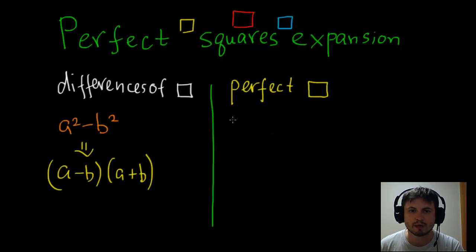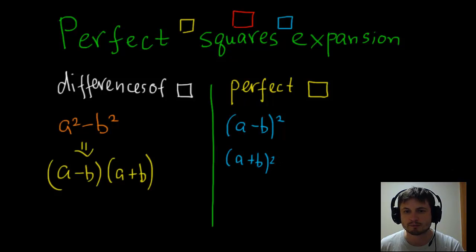Perfect squares always start with brackets. So you have brackets, and inside the brackets you have a minus b, squared. Or sometimes you'll have a plus b, squared. And a lot of people make this mistake. They actually think that this equals a squared minus b squared, or in other words, that this is actually the differences of squares, but it's not, because, let me show you why.